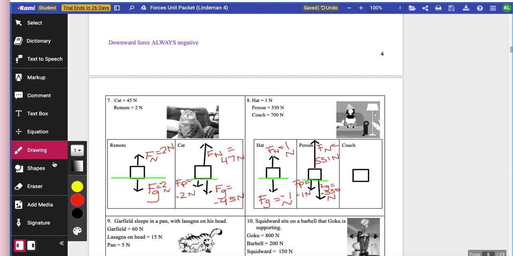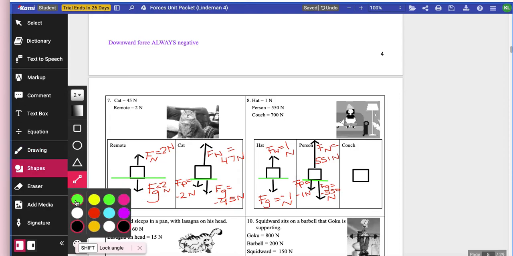Next I have the couch. The couch is also sitting on a surface, so I'm going to give it its surface. Whoops, that's black, but it's okay. The couch weighs 700 newtons, so I'm going to make this arrow very long. It also has a push force, which is also going down, which we're going to talk about, and then a normal force, which is pointing up.